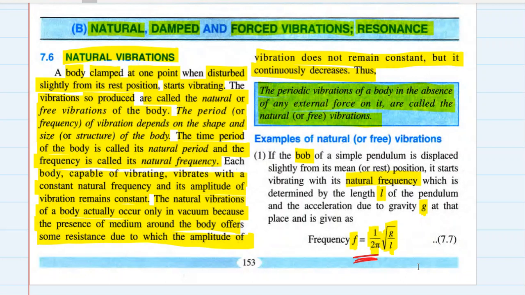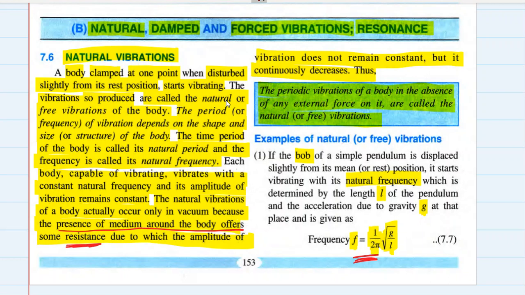It is possible only in ideal situation where there is no presence of any medium around the body, that is there is only vacuum, so there is no resistance due to which the amplitude of the vibration will change, right? In natural vibrations, the amplitude of vibration does not change because there is no resistance. ठीक है, तो ये सिर्फ absence of medium में या vacuum में ही possible है.